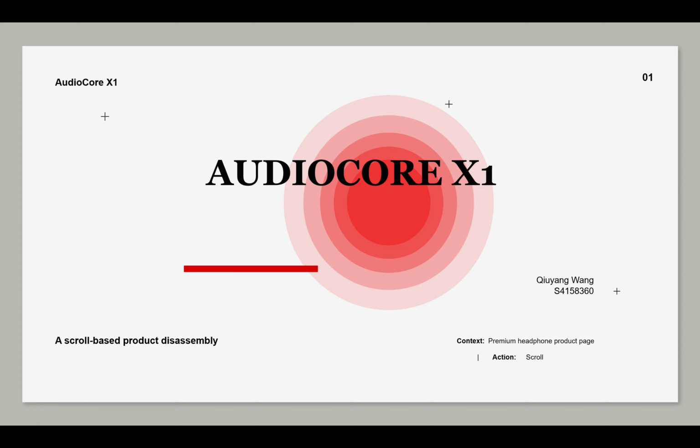Have you ever stared at a pair of headphones and wondered what's actually inside them? Adacro X1 is a scroll-based interactive product prototype I created for a fictional high-end headphone brand. Your scrolling isn't just about turning pages, it's the very way you open up the product itself.